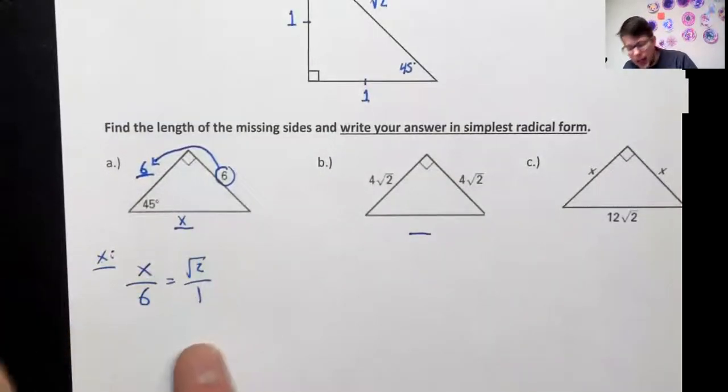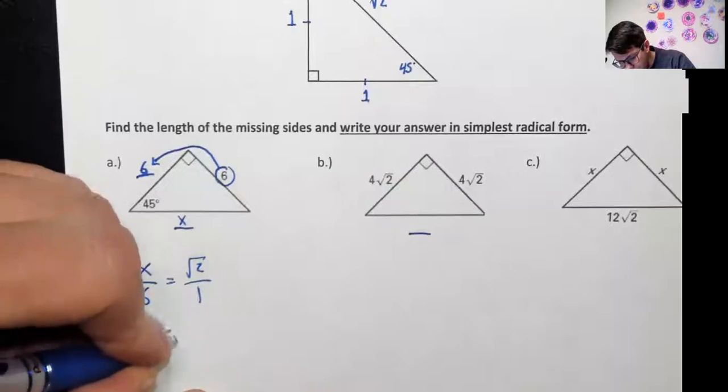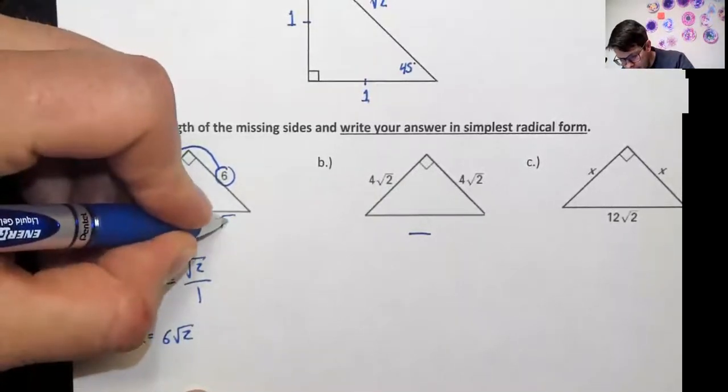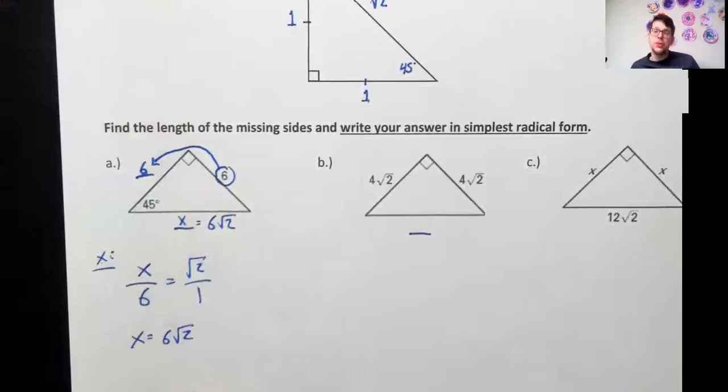I'm going to multiply on my diagonals. That's going to give me an x is equal to 6 root 2. A lot of times when people are working on these kinds of problems, they'll start to notice some of those same kind of patterns are going to bleed through from the last page as well.